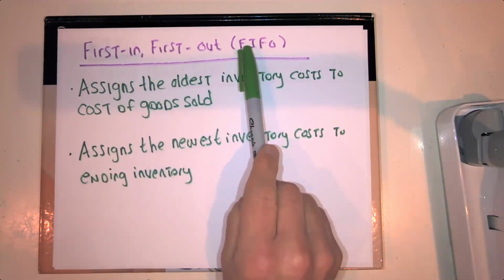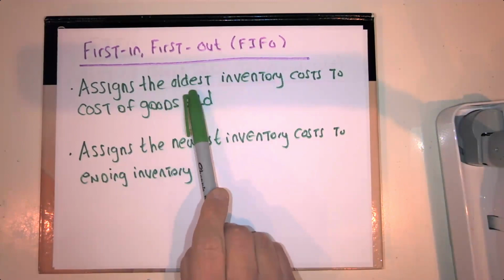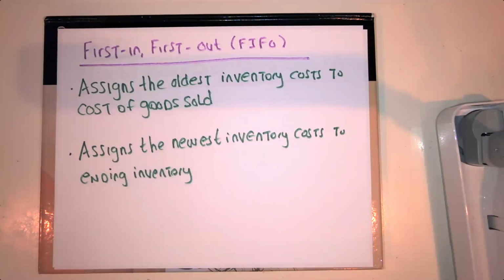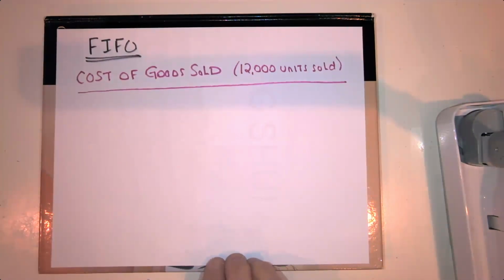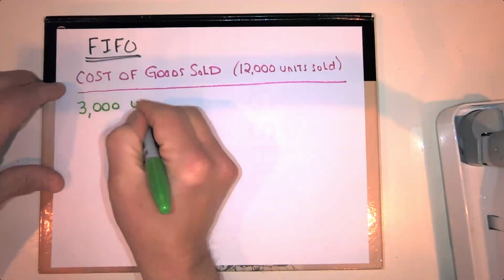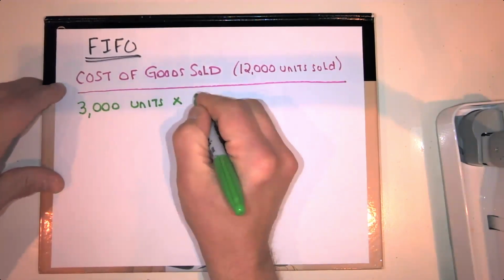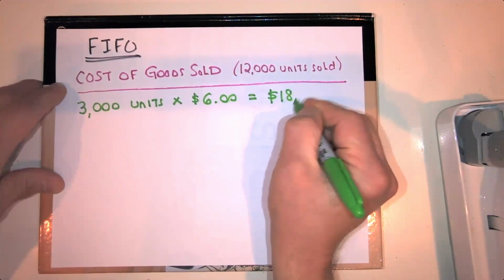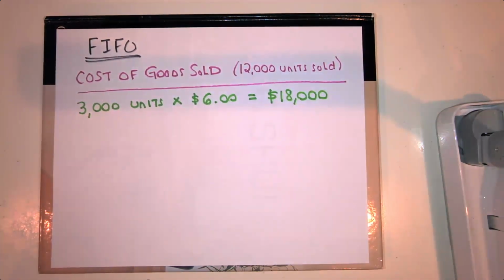Using FIFO, it is the oldest inventory costs that we assign to cost of goods sold. So our cost of goods sold here is made up of all of the old costs, and the oldest inventory we've got would be what we started with, the 3,000 units at November 1st, each costing $6, which would be 18,000 assigned to cost of goods sold.